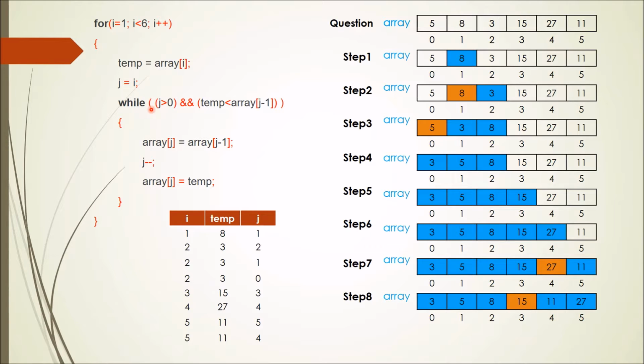So we'll check again for the condition. Is J larger than 0? Yes, it is true, and temp is 11. Is 11 smaller than 15? Yes, it is true again. So we'll go into the loop. Array J minus 1, that means pointing towards index 3, is set to array J, which means index 4, so it gets the value of 15. Now J has been decreased by 1 again, so array index 3 is set equal to the temp, which is 11, so it will be overridden and the positions swapped. And that's the final answer that we will get. All the values in the array will be in ascending order.